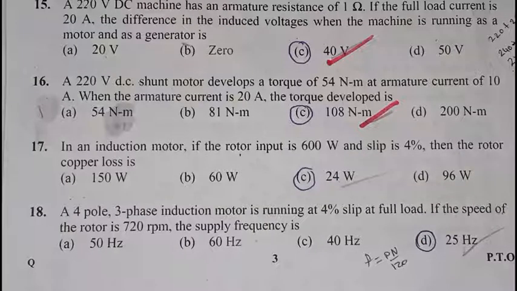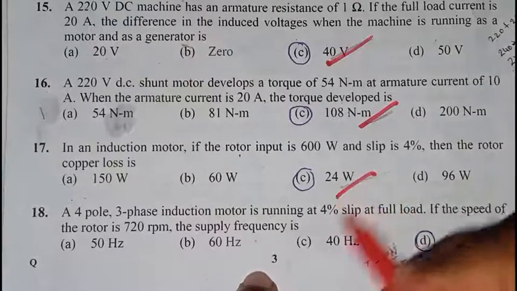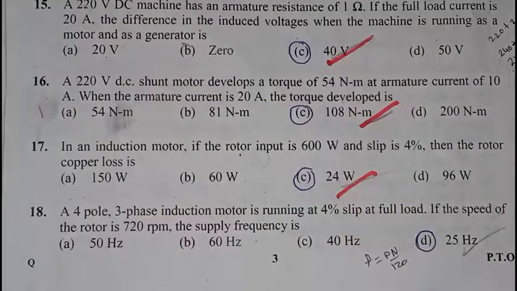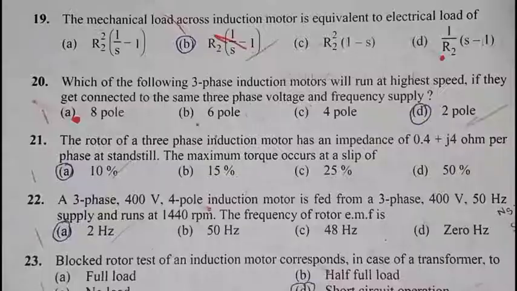In an induction motor, if the rotor input is 600 watts and the slip is 4%, then the rotor copper loss is. Answer 24 watts. Option C. Question number 18. A 4-pole 3-phase induction motor is running at 4% slip at full load. If the speed of the rotor is 720 rpm, the supply frequency is. Answer 25 Hz. Question number 19.